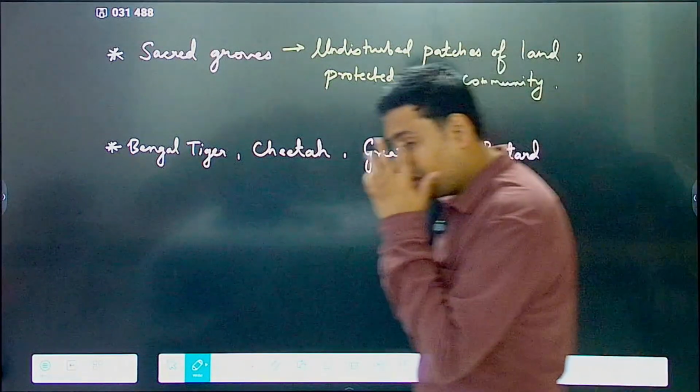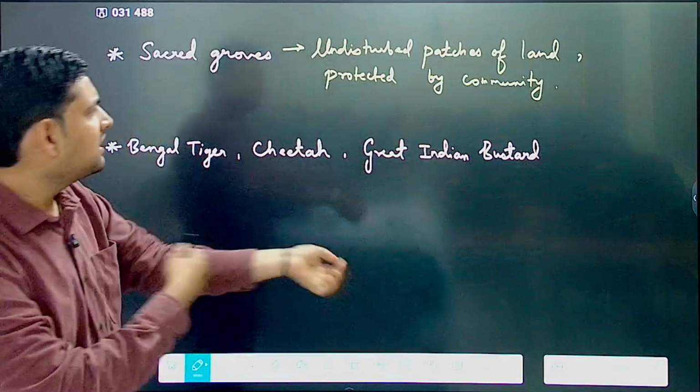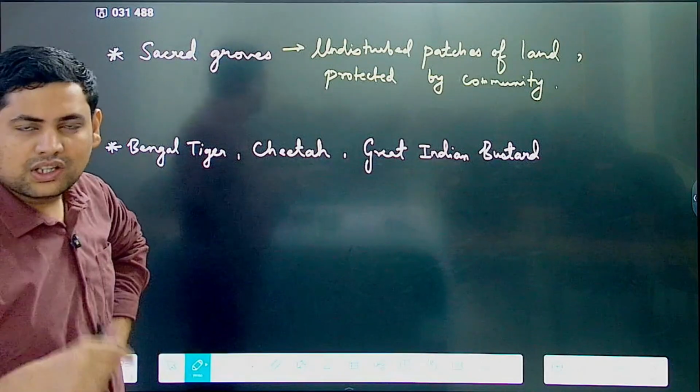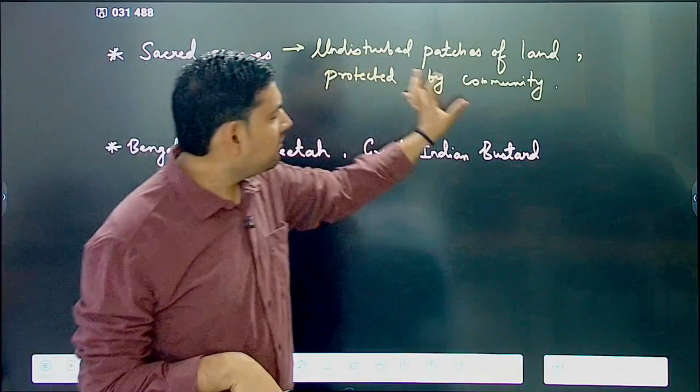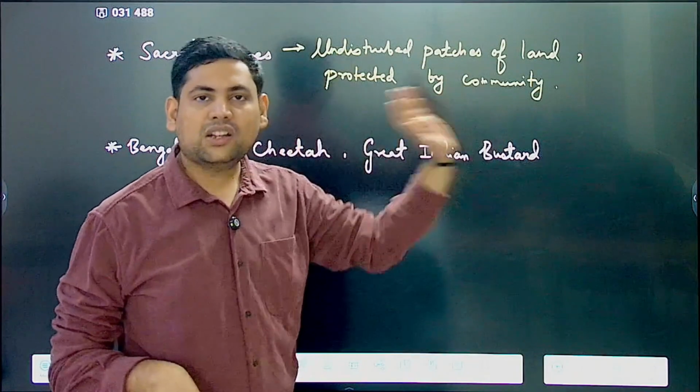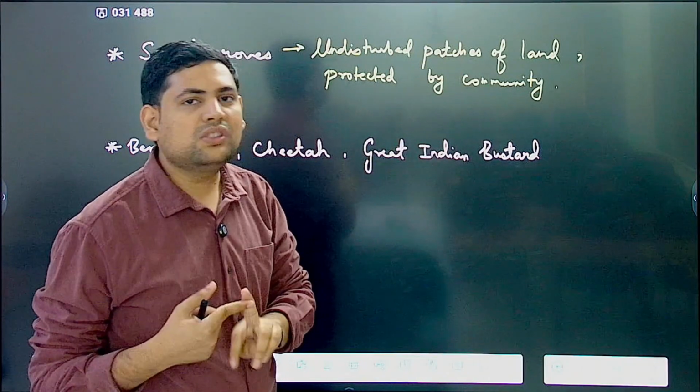Then it talks about some very simple things. For example, there is something called sacred groves. This is given in those boxes. So sacred groves are what? They are undisturbed patches of land protected by community. No government protection, no national park, nothing.